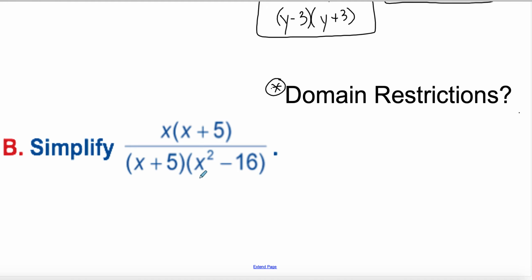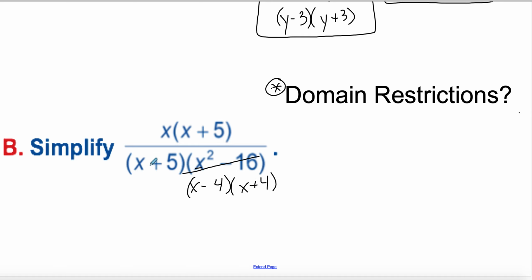Alright, so I'm not going to rewrite this one out just because it takes extra time to write it out. We're going to take this one and factor it. Okay, so this is the difference of squares again. We have a perfect square of 16 and an x squared. So it'll be x minus 4, x plus 4.